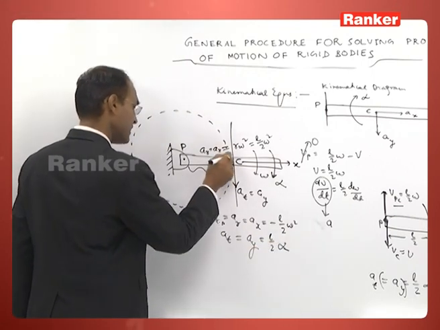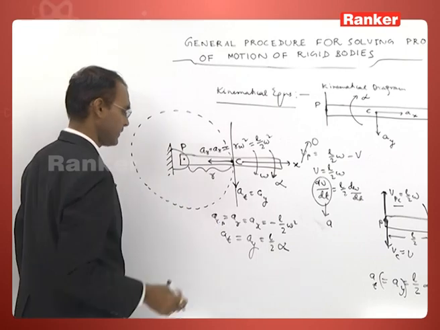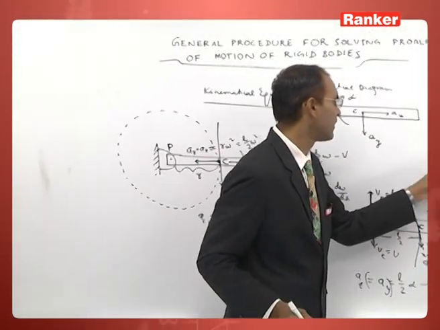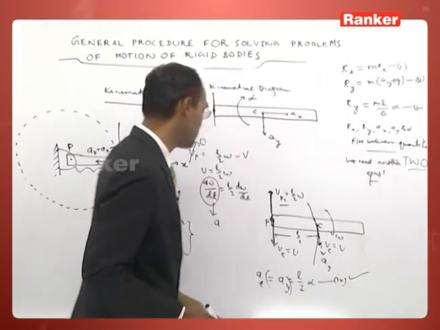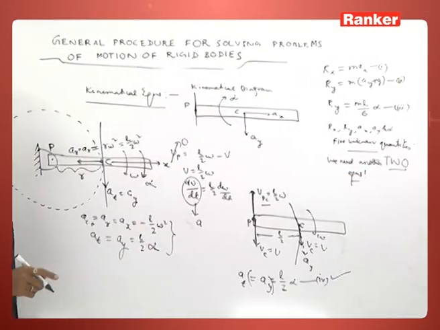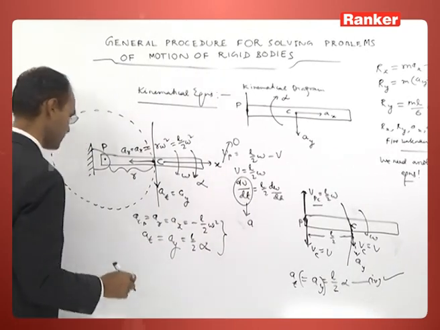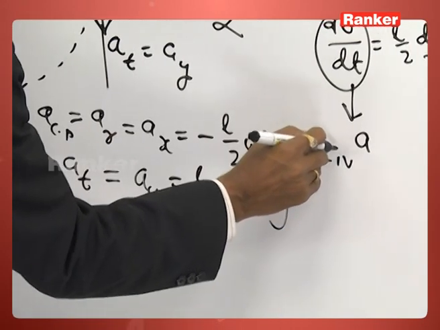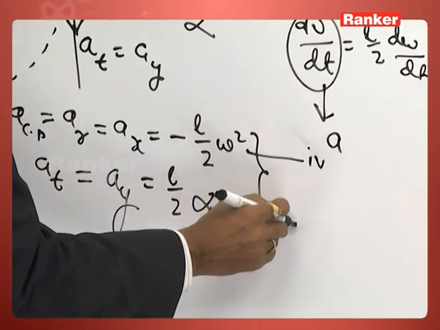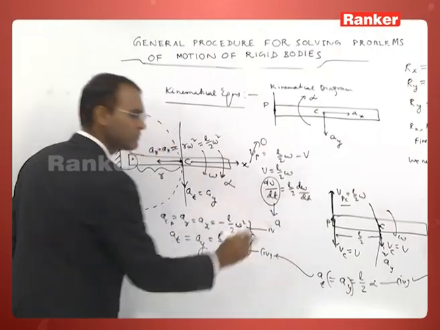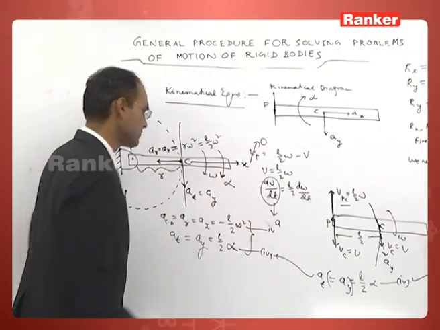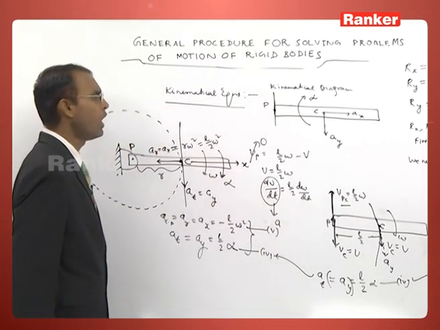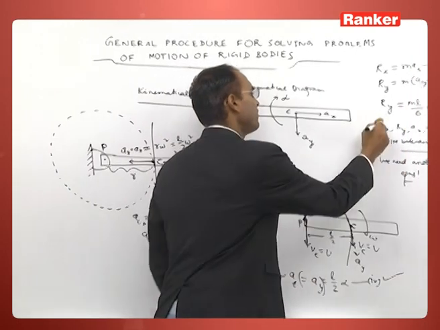But in this case, this point moves in a circular path. Therefore, we have got another two equations by using the kinematics of circular motion. We can call it equation 4 as we have mentioned. This is another way of writing the same equation, and this is the last equation, equation 5. In this way, we have now 5 equations and we have 5 unknown quantities.